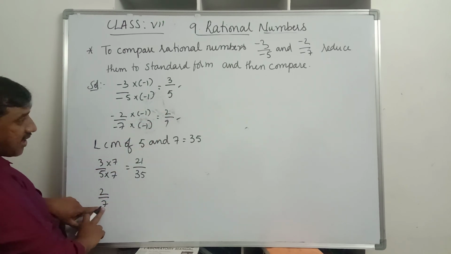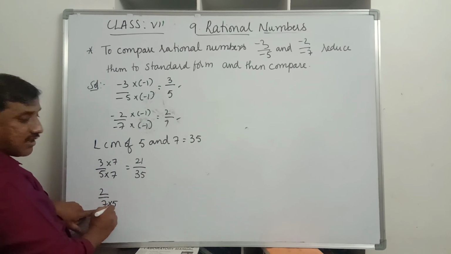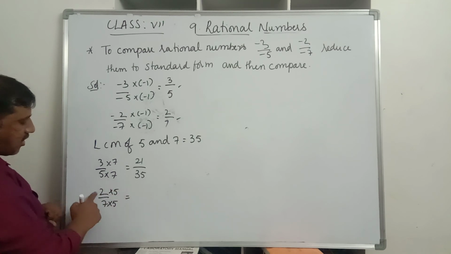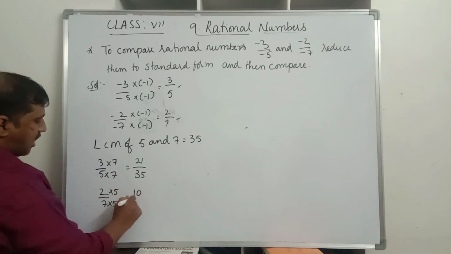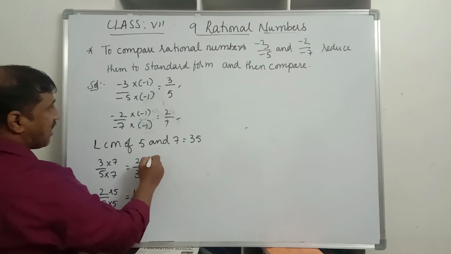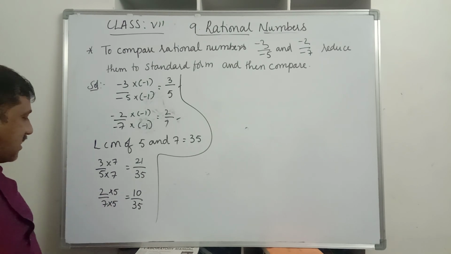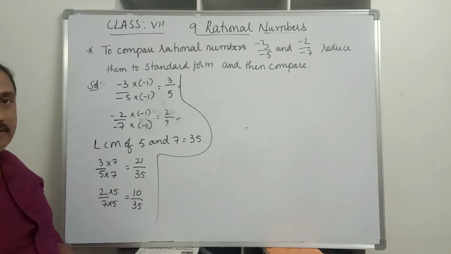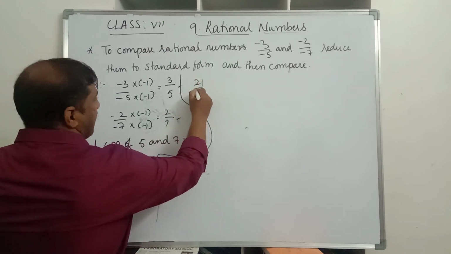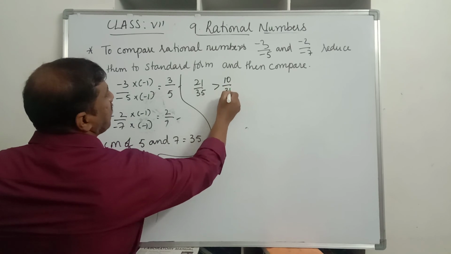Then convert the second fraction 2 by 7. Here the denominator is 7. To get denominator 35, we should multiply with 5. So we multiply both numerator and denominator with 5. 2 into 5 it is 10, divided by 7 into 5 it is 35. 10 by 35 we got. Now if we observe here 21 by 35, 10 by 35, both are like fractions. Compare the numerators, that is 21 by 35 is greater than 10 by 35.